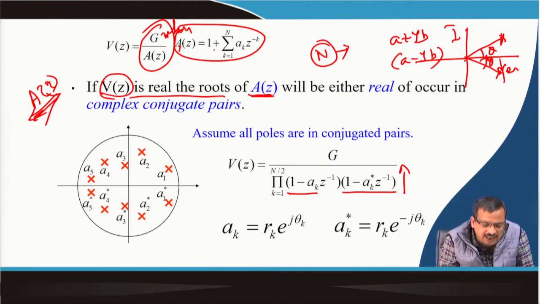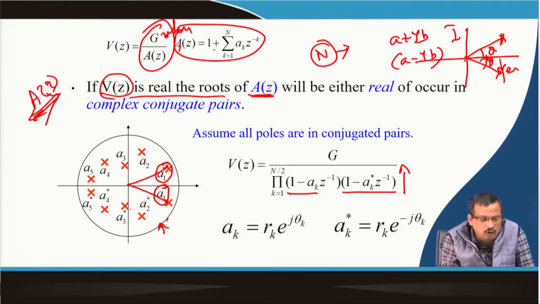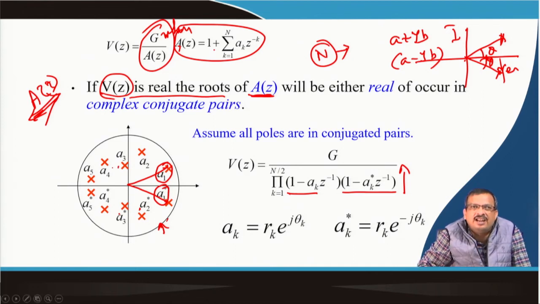So, that is why I can say in a z plane, inside the unit circle, this is the unit circle, there will be a1 and there will be a1 conjugate. Those two are a complex conjugate pair. There will be a2, a2 conjugate, and a3, a3 conjugate. Only the theta is negative, but the amplitude of the poles is the same.